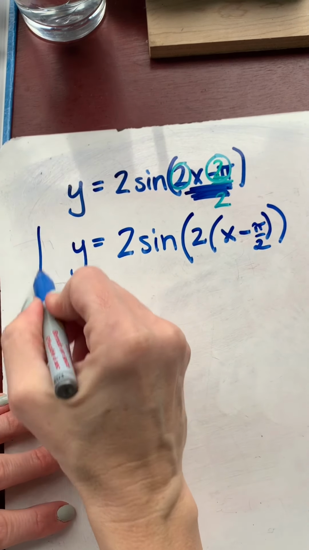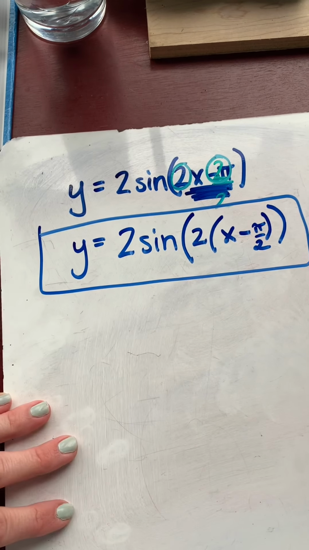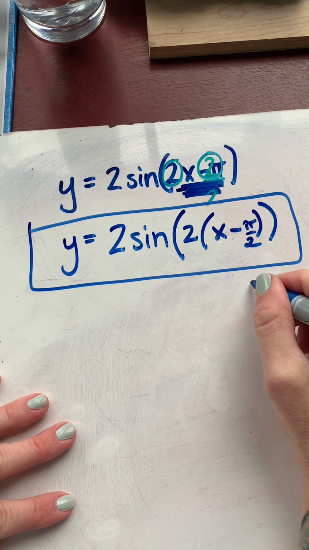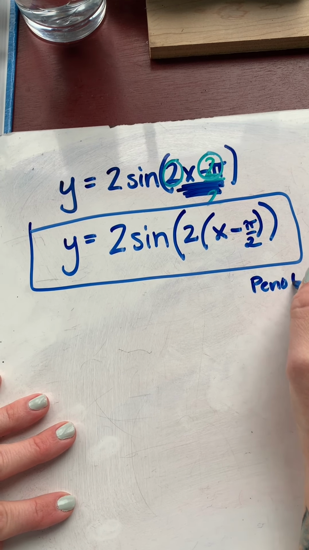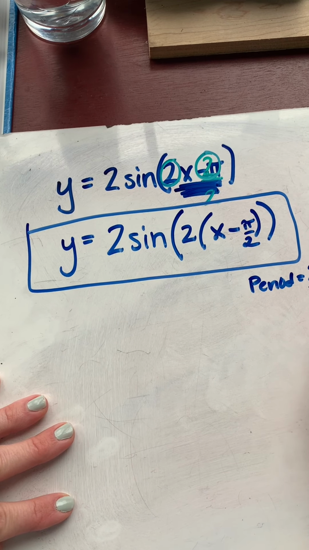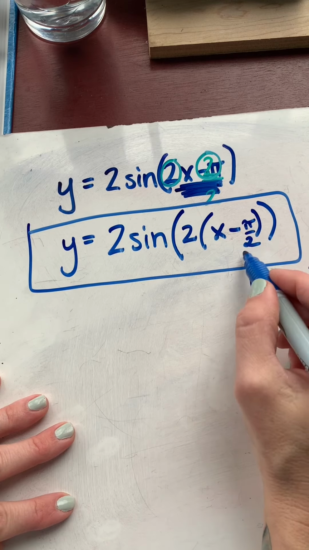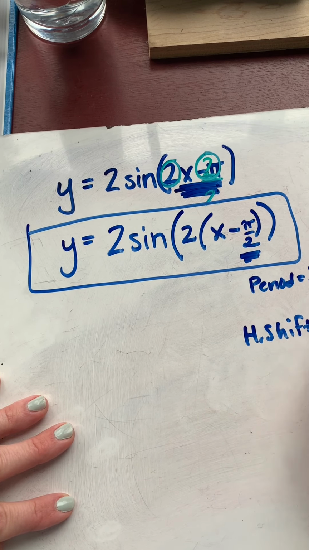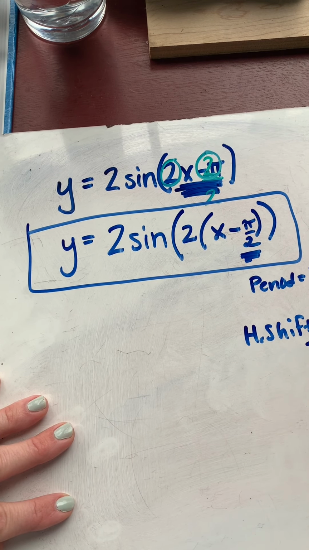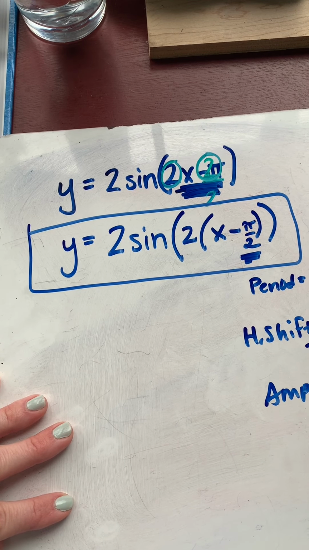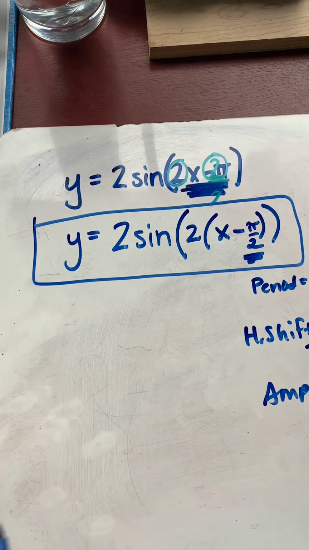So this is how you need to think about this function before you start graphing it. Now you can graph it. So I'm going to have the period. We find it by taking 2 pi and dividing it by the coefficient. So my period is pi. And now I can see what that horizontal shift is. I have a horizontal shift to the right, pi over 2. And I also have an amplitude of 2. So those are the things that are going on.